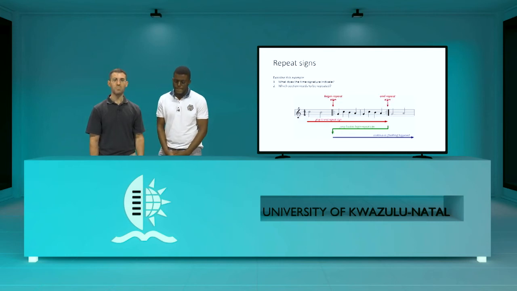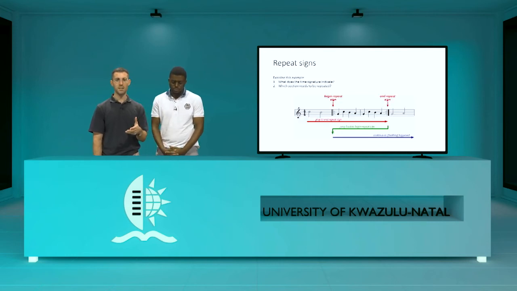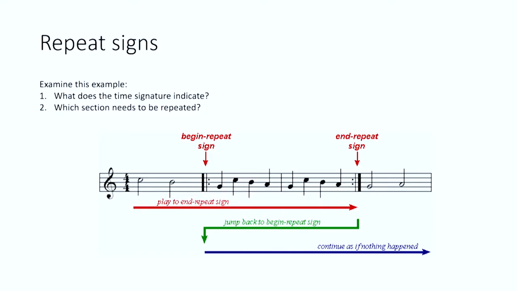This diagram will probably help you to understand what's going on more clearly. If you look at the red line, you'll see that it goes all the way up to the end of the second repeat sign, where it says end repeat sign. The green line tells you where to go. It goes back to the beginning repeat sign. And then you continue as if nothing had happened. So you're only repeating those 2 bars in the middle, nothing else.